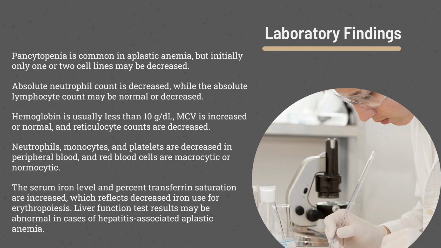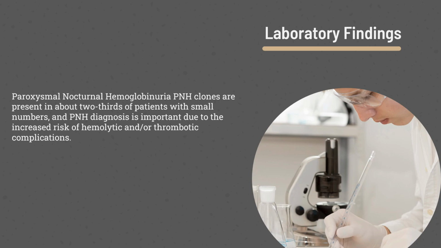The serum iron level and percent transferrin saturation are increased, which reflects decreased iron use for erythropoiesis. Liver function test results may be abnormal in cases of hepatitis-associated aplastic anemia. Paroxysmal nocturnal hemoglobinuria (PNH) clones are present in about 2/3 of patients with small numbers, and PNH diagnosis is important due to the increased risk of hemolytic and/or thrombotic complications.